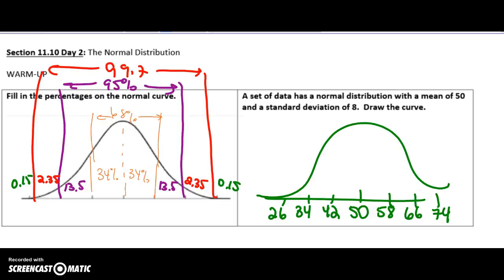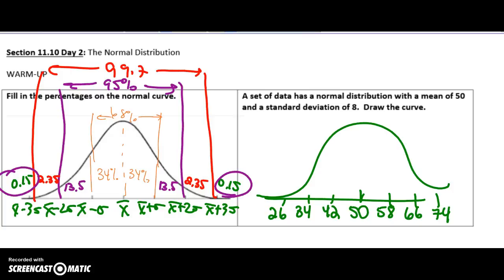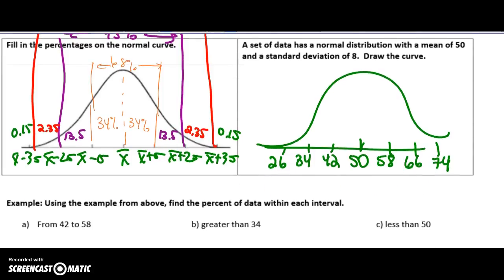Okay, so here are the answers. Remember that the mean always goes in the middle, and then you count out 1, 2, and 3 standard deviations away from the mean in each direction. That's why I have 50 in the center on the right, and then I counted out 8 in each direction 3 times. Now also, please recall that we do have the possibility of falling outside of 3 standard deviations away. There's only a 0.3%, meaning 0.15 on each side of our normal curve. So based off of what we see there, now we can go ahead and fill out a couple percentages.